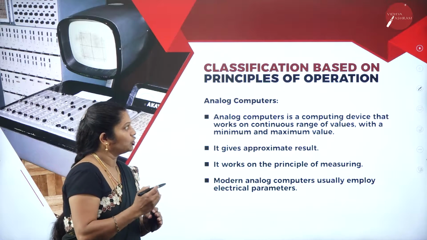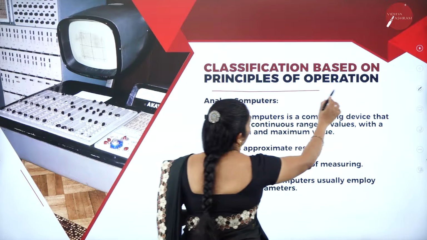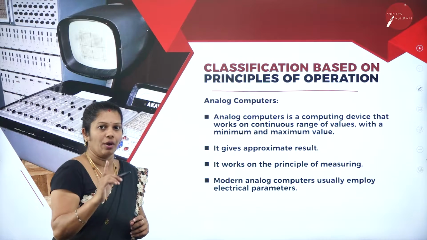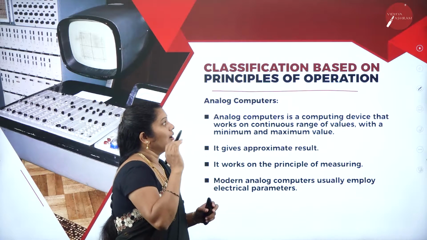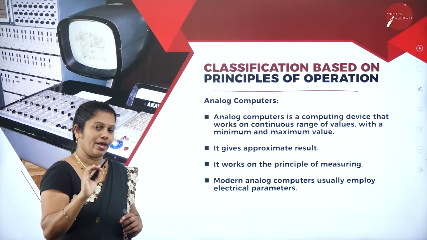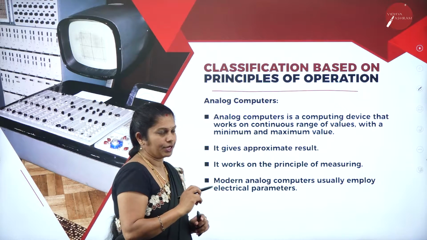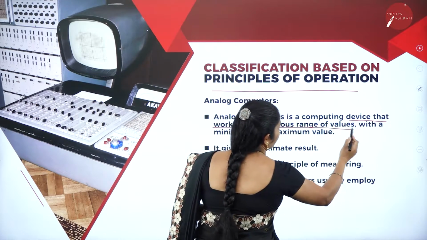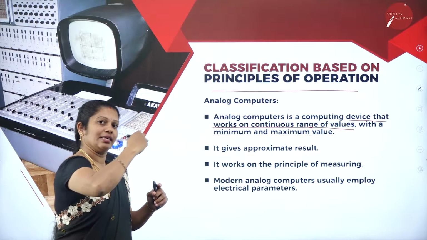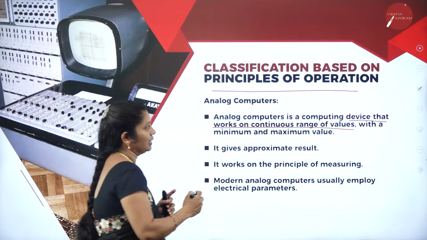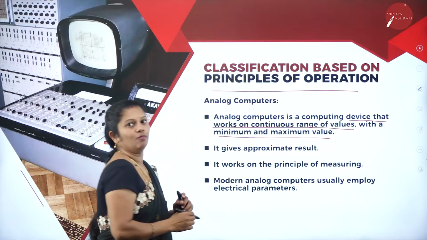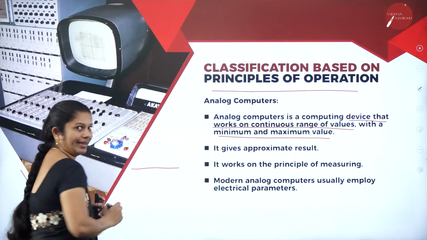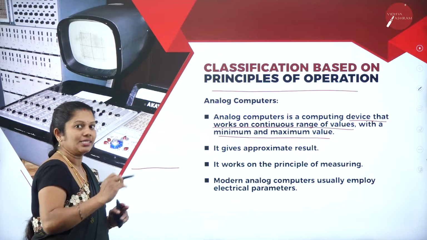When they come on the classification of computers based on the principle of operations, in the exam you will get the question: explain the classification of computers based on principle of operations. Under that we have three types: analog, digital as well as hybrid. Analog computer is a device that works on a continuous range of values. Continuously we can get the data, with minimum and maximum values. There is no break here; continuous data we are getting.